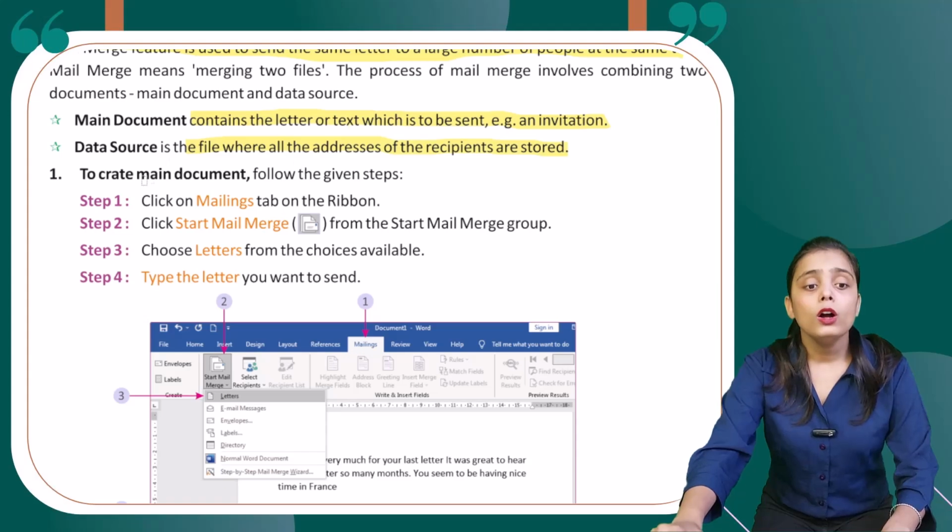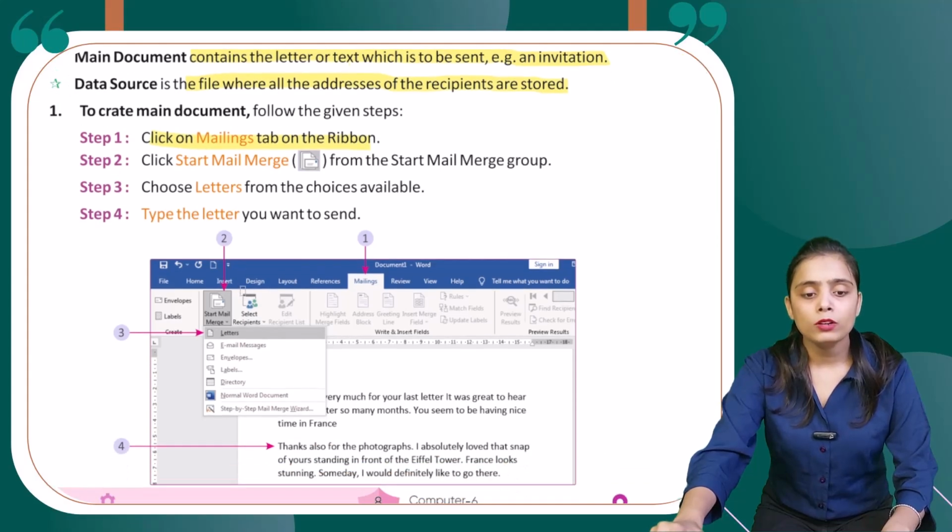Okay, now to create the main document, follow the given steps. Click on the Mailings tab on the ribbon. Here you can see the Mailings tab on the ribbon. After that, let me show you. This is the Mailings tab. Now click on Start Mail Merge.